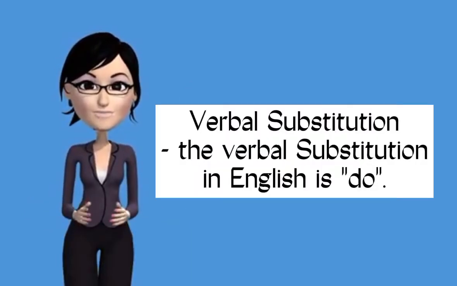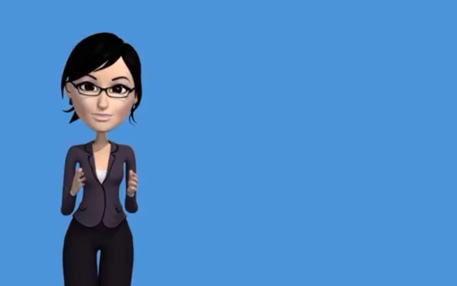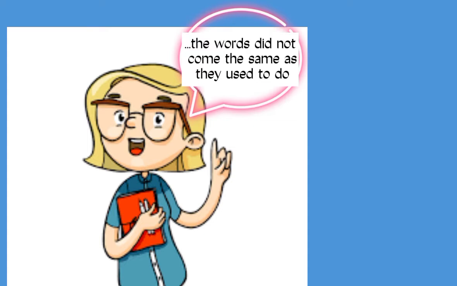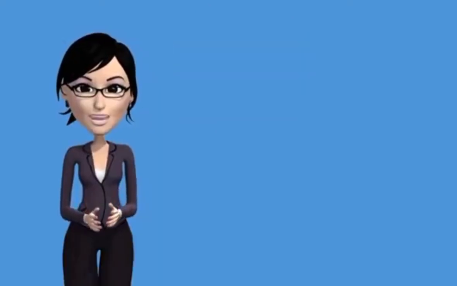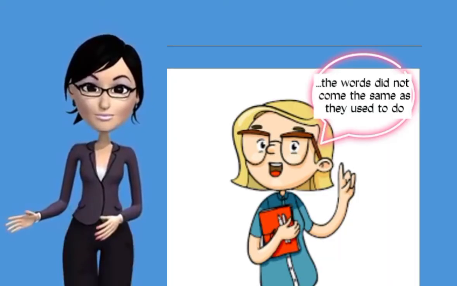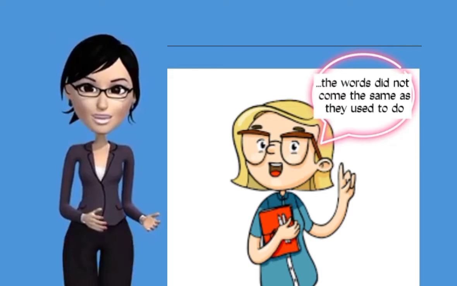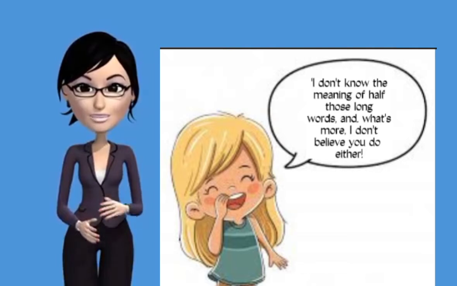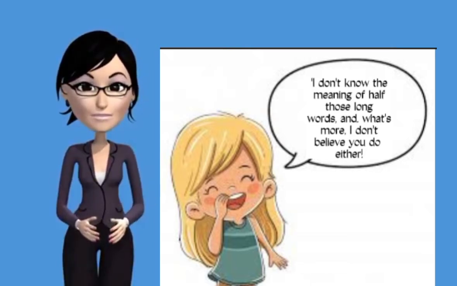Also, we have verbal substitution. The verbal substitution in English is do. This operates as head of a verbal group in the place that is occupied by the lexical verb, and its position is always final in the group. Example: "The words did not come the same as they used to do." And in replacement of a verb phrase: "I don't know the meaning of half those long words, and what's more, I don't believe you do either." Here the first do in the first example substitutes for come. That in the second example substitutes for know the meaning of half those long words.